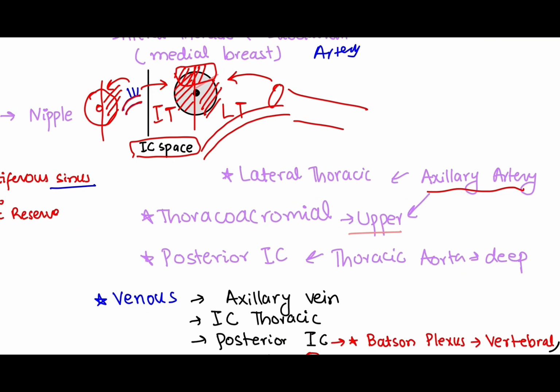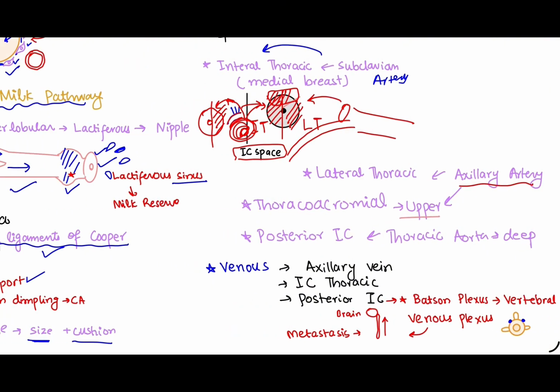Then there is the posterior intercostal. The thoracic aorta is already passing here. The thoracic aorta also gives a posterior intercostal that's going to go to the posterior side of the breast and also supplies the deep parts of the breast. This is all the artery part.